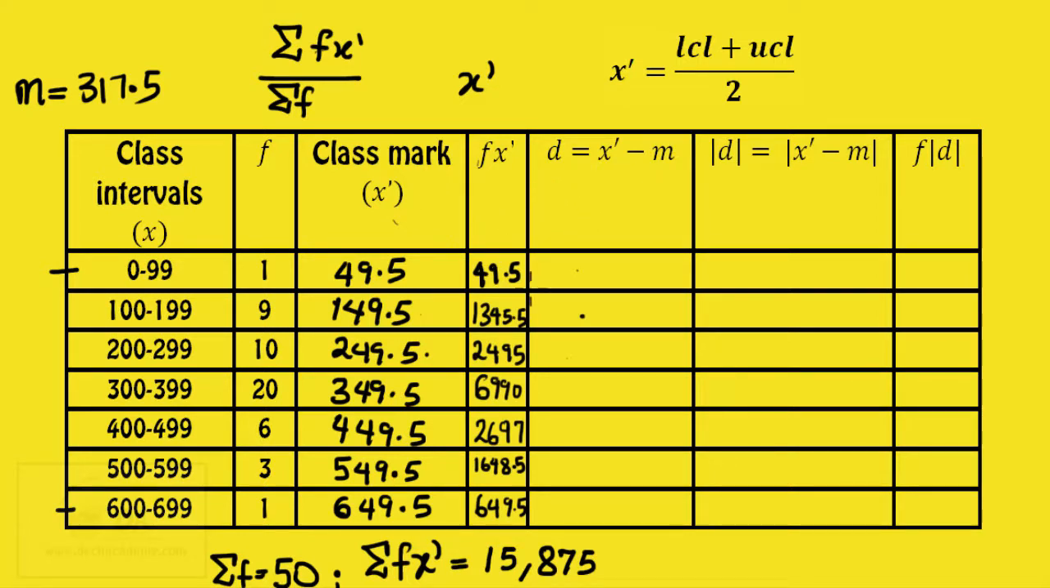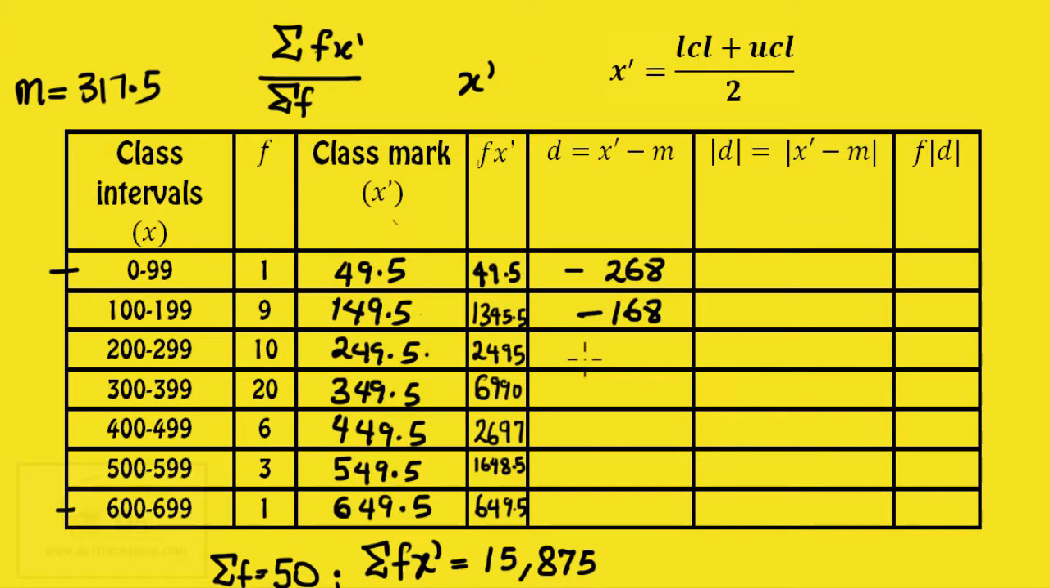So 49.5 minus our mean, 49.5 minus 317.5, is equal to minus 268. It makes sense that it's a minus. The deviation is negative because 49.5 is actually smaller than the mean. What this tells us is that this class mark 49.5 is 268 less than the mean, right? So for the next deviation, you subtract the mean from 149.5, and that gives minus 168.